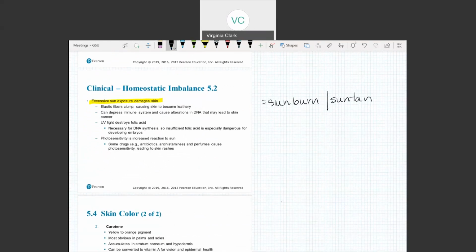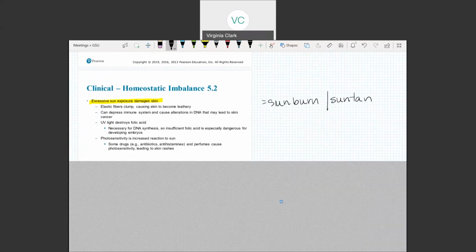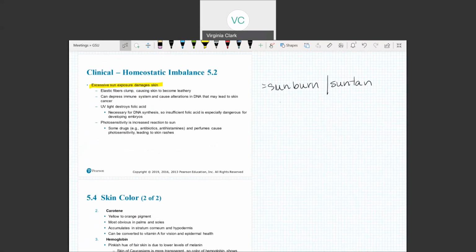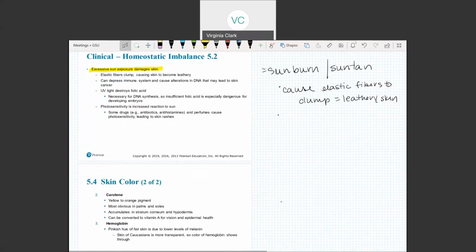And essentially sun exposure is going to not only just accumulate more melanin, but it's going to cause a couple other processes to occur. So remember, everything we've talked about, it will cause the elastic fibers in your dermal layer to clump. So no one wants that because that will actually produce the leathery skin look for people who've had excessive time in the sun. But what's happened is it's the elastic fibers in the dermal layer that are going to be clumping together. It will also depress the immune system if there's excessive sun exposure.